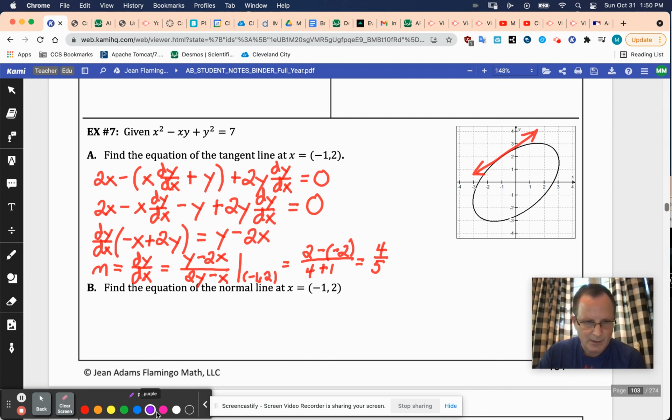Here, I'll change colors. So I have y minus y1, so y minus 2 equals the 4/5 we just found. That was the calculus we did. Everything else is just substitution. And then x minus my x will be x plus 1.